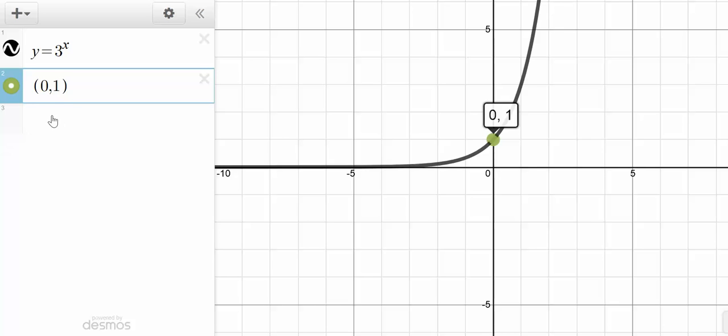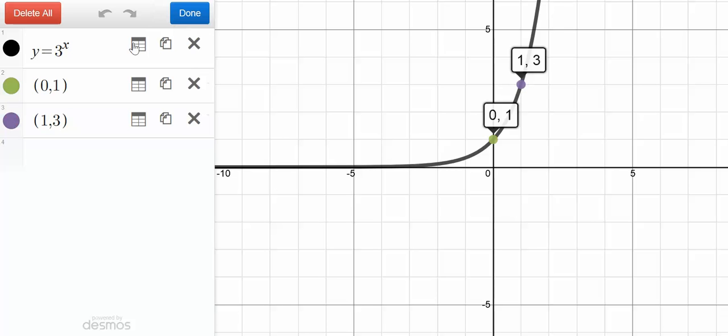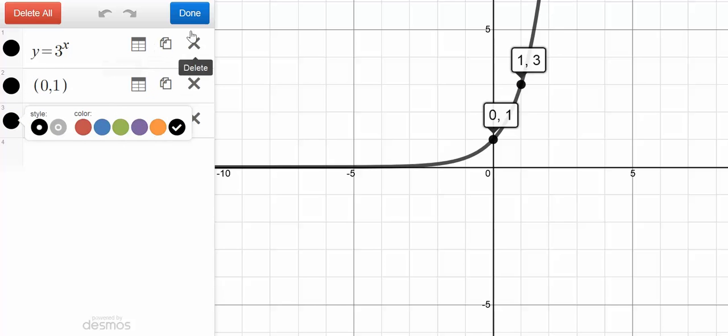And then the other point that I think we should put on there would be what? 1, what would be the output, you guys? 3, very good. Okay, 1, 3. And then I would encourage you to make these black as well so you can see them. Just like that, you hit this thing here.